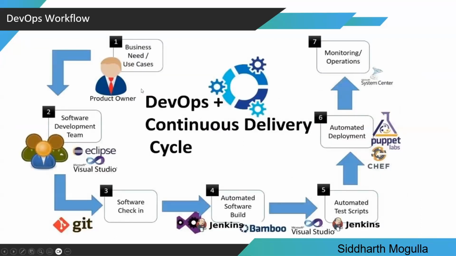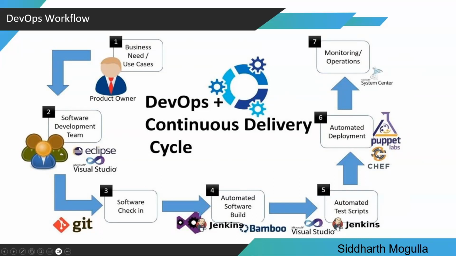All right, so here you see the actual DevOps workflow. First, the business needs and use cases. The product owner goes to the client and takes all the business requirements, business needs, or use cases. He sets up a meeting with the software development team and gives all the feedback from the client. Based on the requirements, the software development team develops the code.